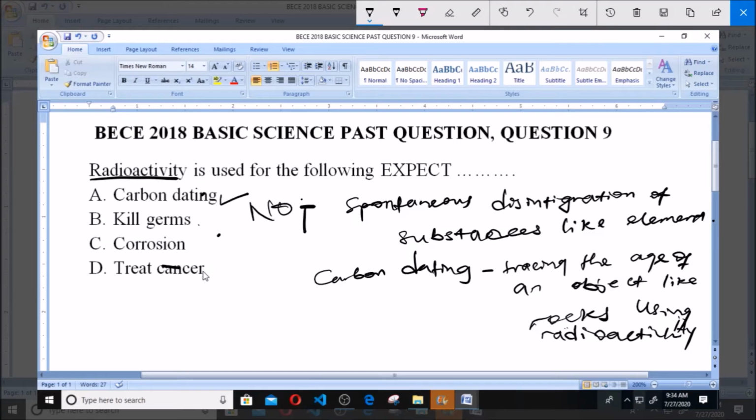B here says to kill germs. Now radioactivity has been used to kill germs in form of sterilization. So we use radioactive substances to sterilize our equipment. So it helps to kill germs.